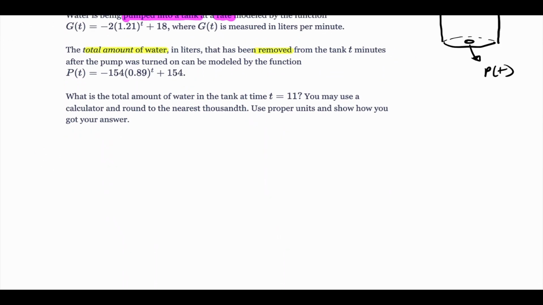So if I want to find the total amount, what do I have to account for? What are the three things that I have to account for if I want to find the total amount of water in the tank at a certain time? The rate that the water's flowing in and the rate that the water's flowing out. No. What are the three things I need to account for when I'm trying to find the total amount of water in the tank at one time?